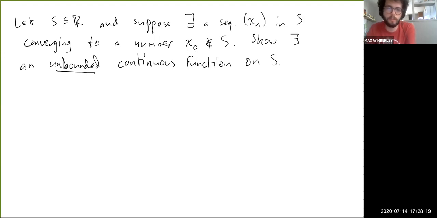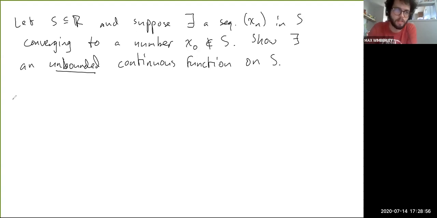When I first looked at this problem, in my head I was visualizing making these bump functions that get taller and taller, and each one is centered at xn or something. But there's actually a much easier way of doing this, which is just to make an unbounded continuous function on all of R without the point x naught, that approaches plus or minus infinity near x naught, and then just restrict that to the set S.